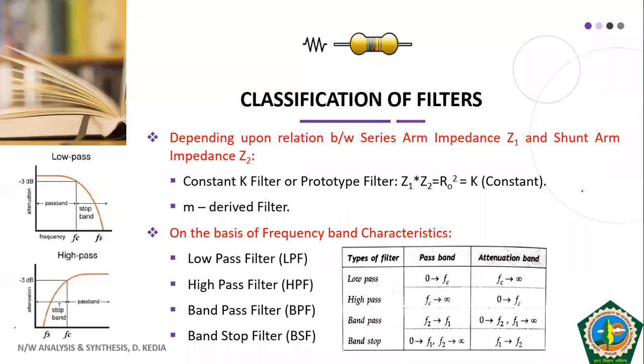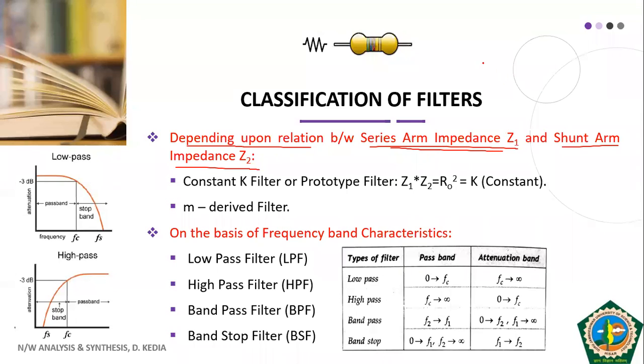So now we need to classify different types of filters, and we are going to study all these filters in our syllabus. So how do we classify filters? One way is to classify filters depending on the relationship between series arm impedance and shunt arm impedance. We will just have a look at the structure of the filter in the coming slides.